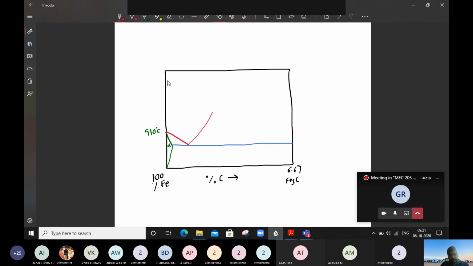And here we have delta iron, starting from 1400 to 1539. So let's say this is 1400 degrees Celsius, and this is 1539. So here we have this delta iron. Let me draw it with another color.